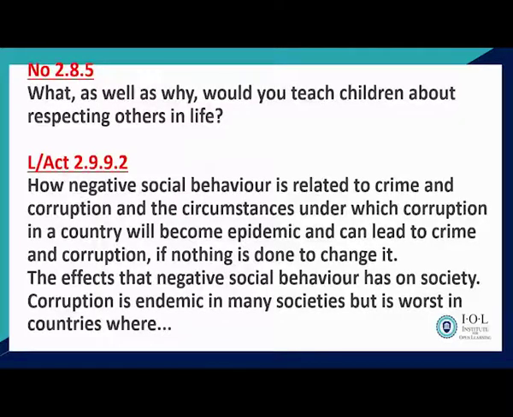2.9.9.2. You should know how negative social behavior is related to crime and corruption, as well as the circumstances under which corruption in a country will become epidemic and can lead to crime and corruption if nothing is done to change it. You should also know the effects that negative social behavior has on society, and that where corruption is endemic in many societies and where they are the worst in countries where what happens.